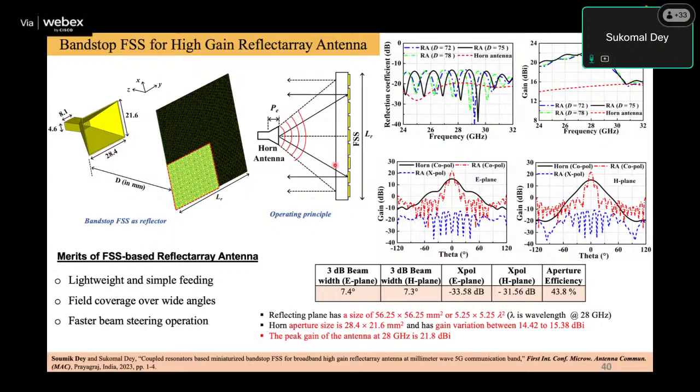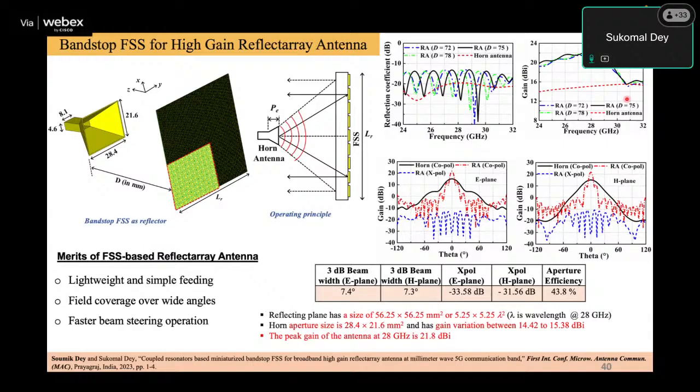After that, look at the performance of it. This is the single horn antenna reflection coefficient. Obviously, whenever you add the FSS you get more distortions, but everything is below 15 dB, close to simulation. You can see that this is the response.